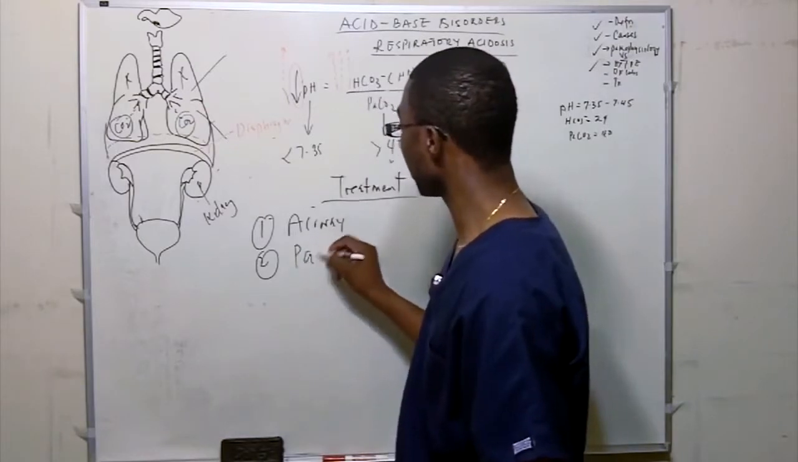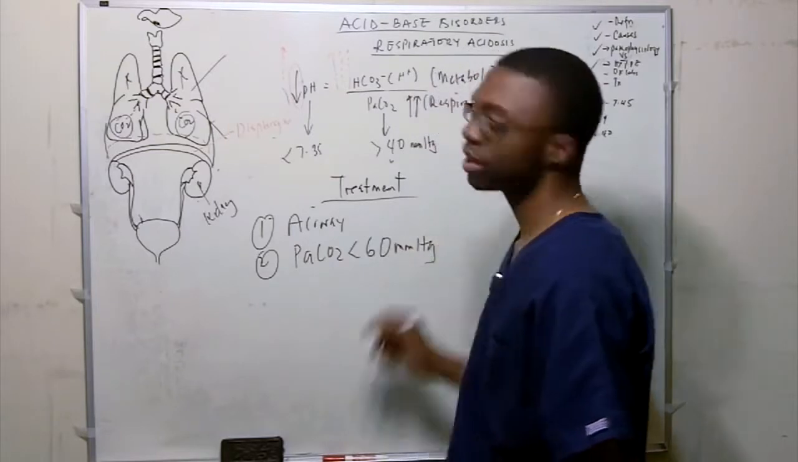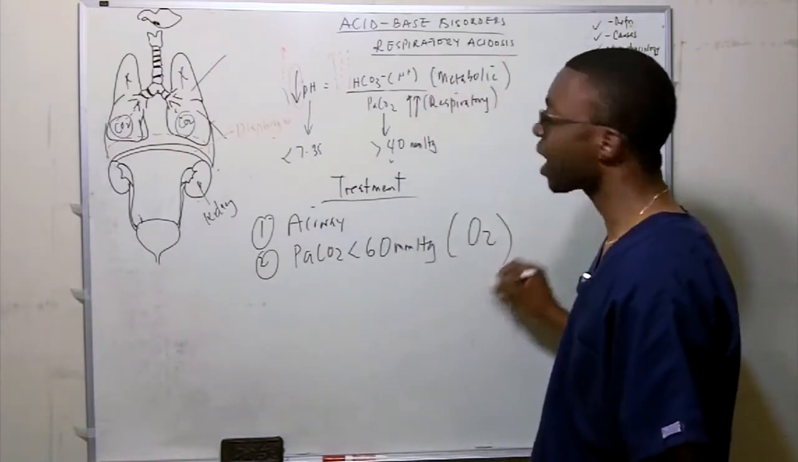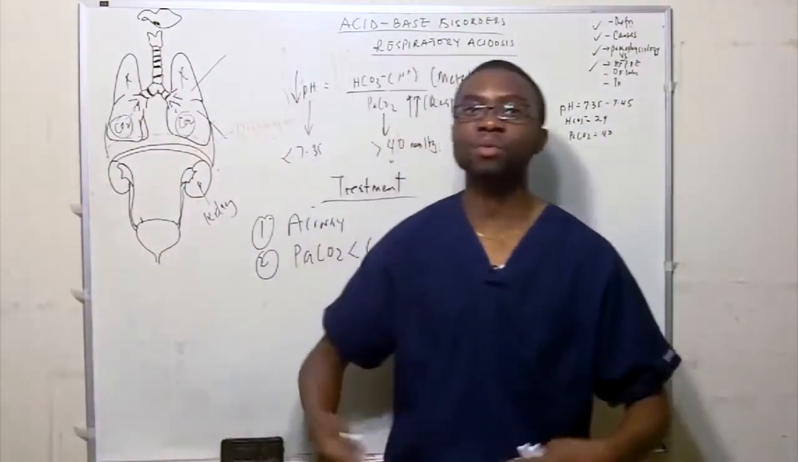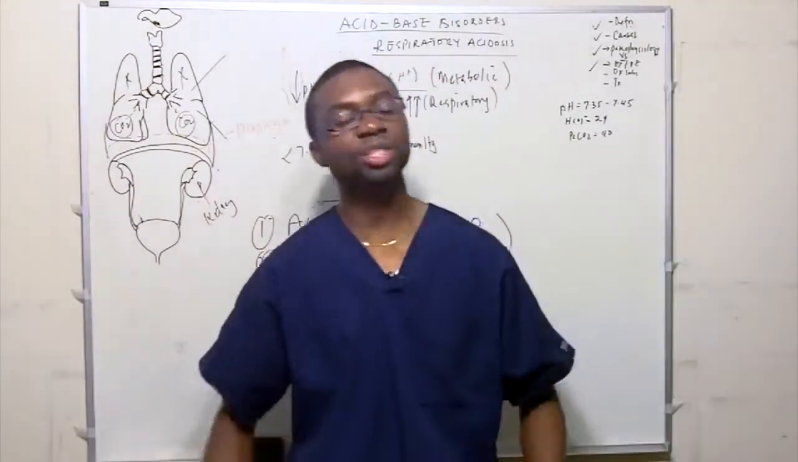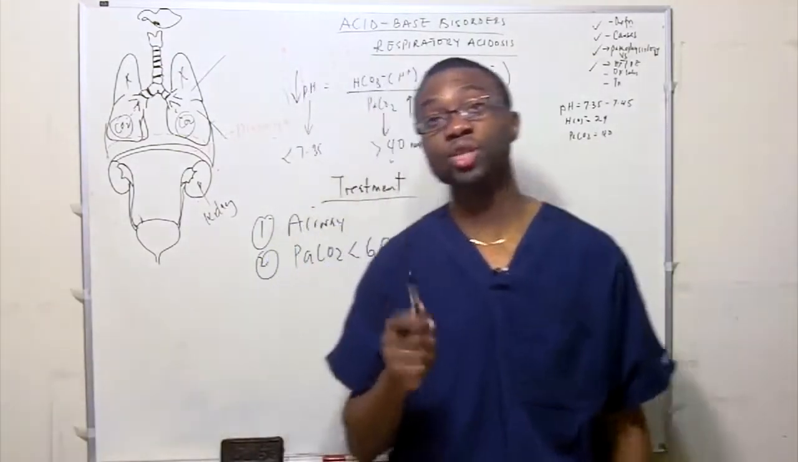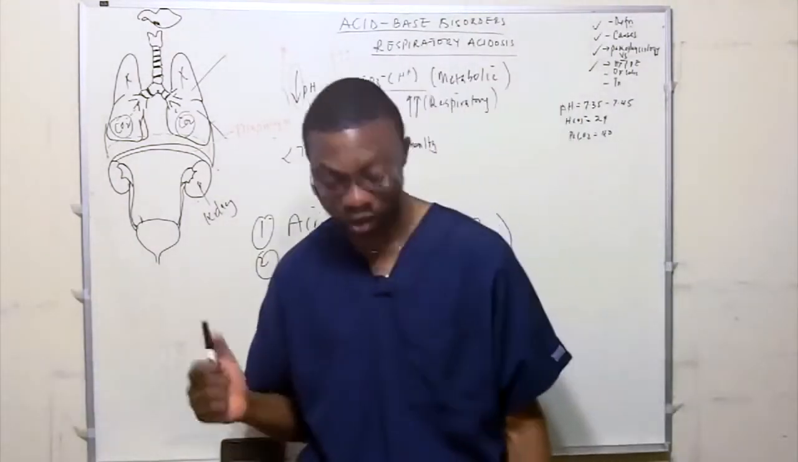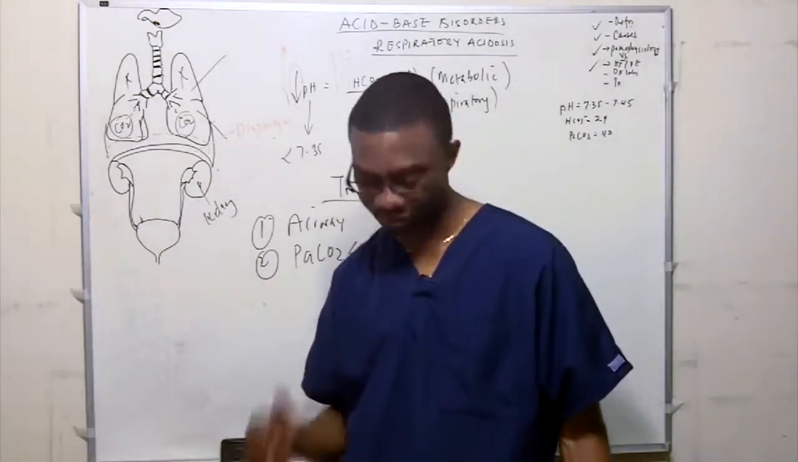So, if PaCO2 is actually less than 60 millimeters of mercury, guess what? You can give them oxygen. So when you give them some oxygen, at least they will be able to get some oxygen back into their lungs. So that's a very key important thing you want to know. But watch out for COPD patients, because these COPD patients can also develop respiratory acidosis if you give them too much oxygen. So you want to watch out for that.